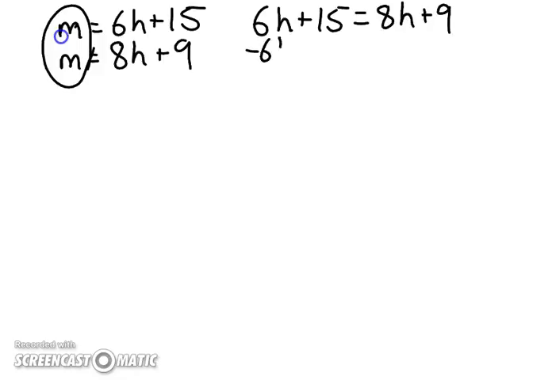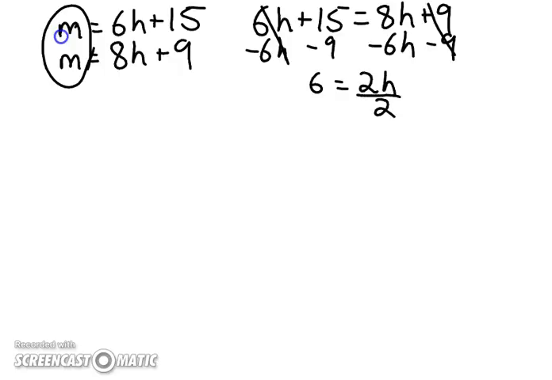You subtract 6H from both sides. You subtract 9 from both sides. Then the 6H's and the 9's will cancel out. We get 6 equals 2H. We divide by 2, and we get that H equals 3 hours. They will have the same amount of money after 3 hours.